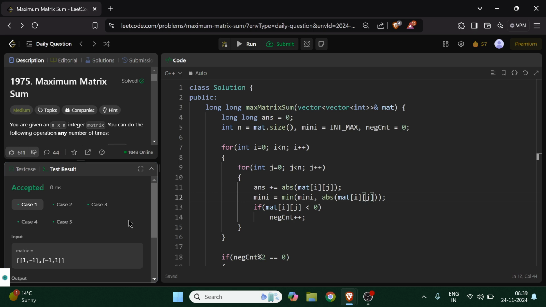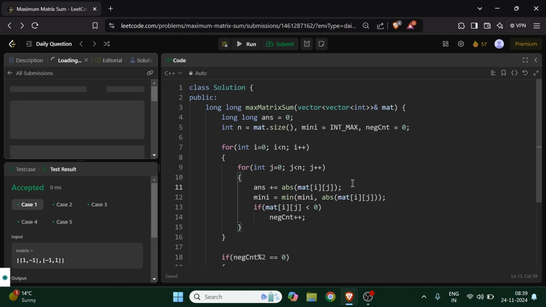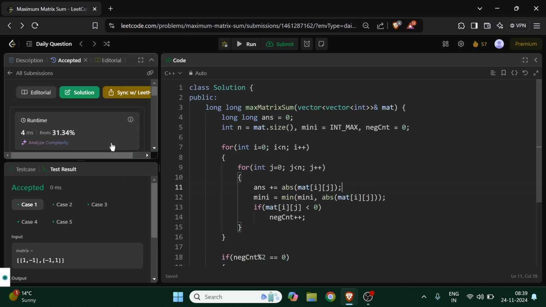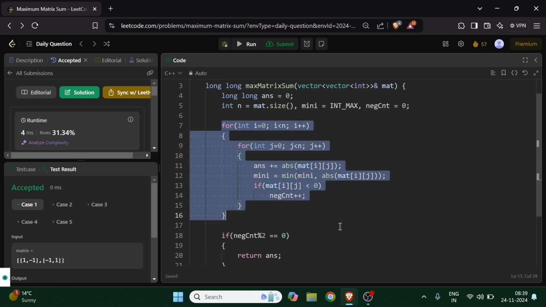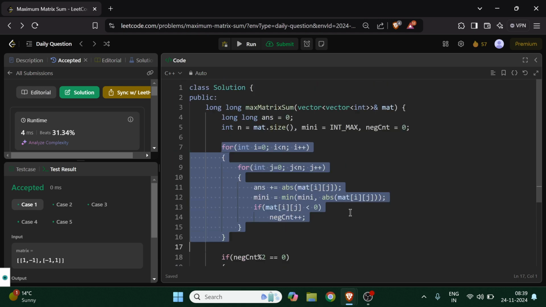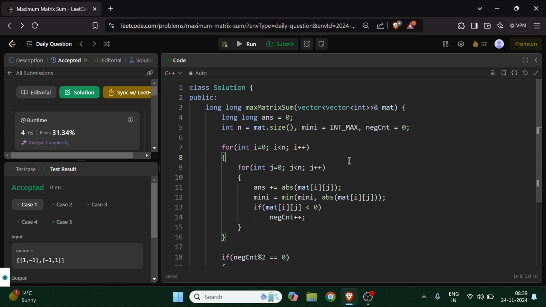Now let's try running this. All the given test cases have passed. Let's try submitting this. And we have passed all the test cases. For the time complexity, we are visiting all the cells once, so n square would be the time complexity. For space, we are not using any container, so the space complexity is O(1).